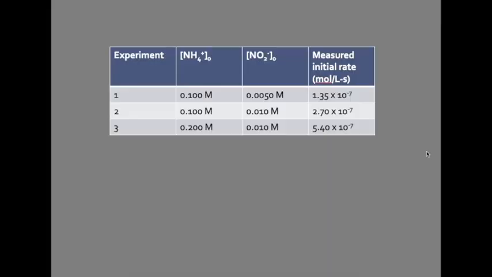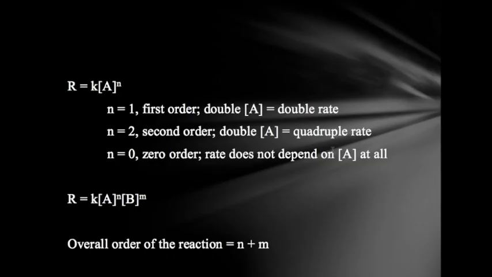And I need you to understand the language of orders of reaction. If N is 1 for the reactant, then the rate with respect to that reactant is first order. And then we can talk about the overall order of the reaction by adding these exponents. If these are both 1, like in our example, the overall order of the reaction would be 2, etc., etc.